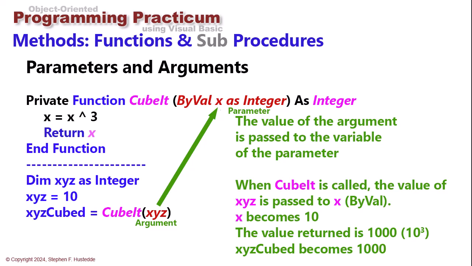Our function then takes x and cubes it, raises it to the power of 3, so 10 times 10 times 10, which is 1,000, and it returns that value of x back to xyzCubed. So the xyzCubed equals Qubit(xyz). You can think of the Qubit(xyz) as being replaced by the return value, and we have xyzCubed equals 1,000.